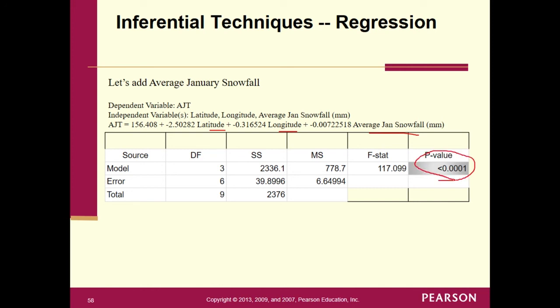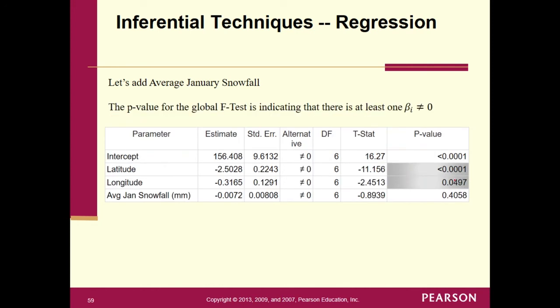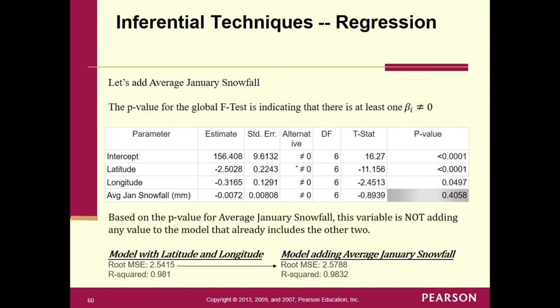And so that's telling us at least one beta sub i is not equal to 0. It's not telling us that all of them are. They could all be, but it just tells us at least one is. So let's take a look. Looks like when we put in average January snowfall, it didn't mess with anything with regards to latitude and longitude. However, let's take a look at the p-value for the t-test with regards to average January snowfall. Is that significant?